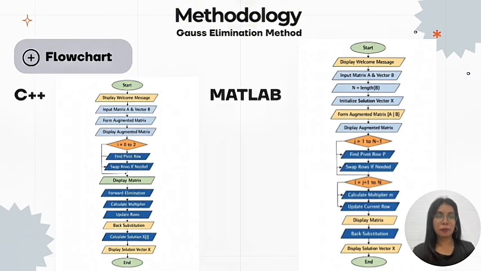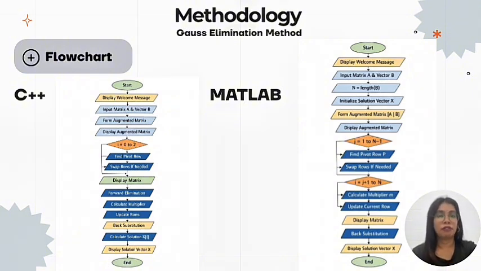Now I would like to explain the flowchart of the Gauss elimination method. For C++, we start the program, display a welcome message, followed by input matrix A and vector B, form the augmented matrix and display the augmented matrix. So when i equals 0 to 2, it either finds a pivot row, swaps rows if needed, or displays the matrix. After the display matrix, the forward elimination will occur, then calculate the multiplier, update the rows, followed by back substitution and calculate the solution, and then it will display the solution vector x. Then the program will end.